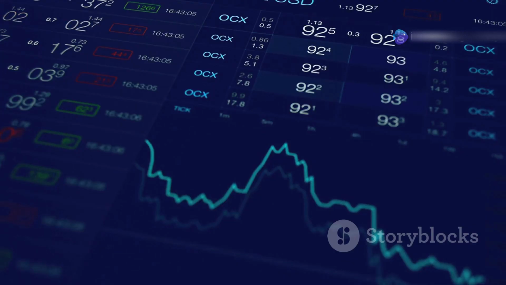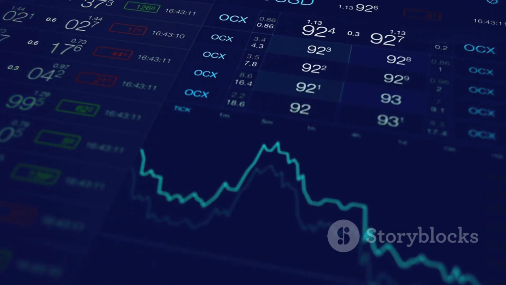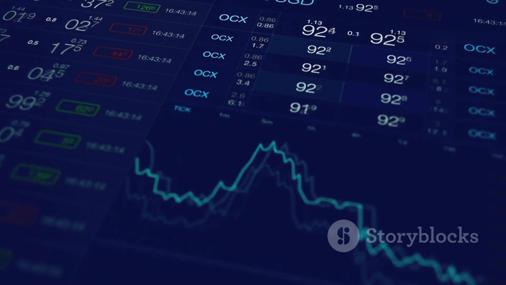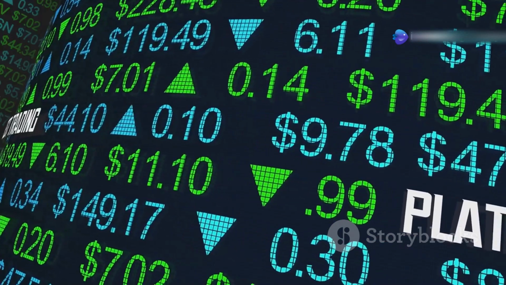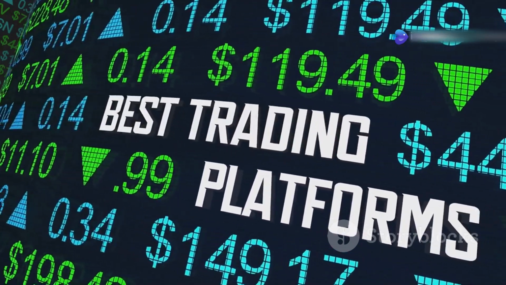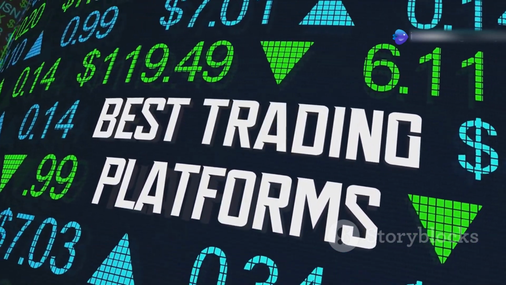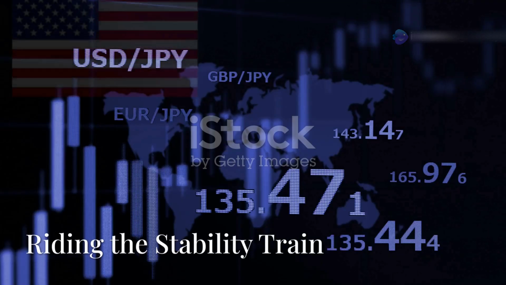Plus, since it's such a widely traded pair, there's a ton of information and resources available online to help you learn and make informed trading decisions. So if you're just starting out, the EUR-USD is a great place to get your feet wet and learn the ropes of forex trading.